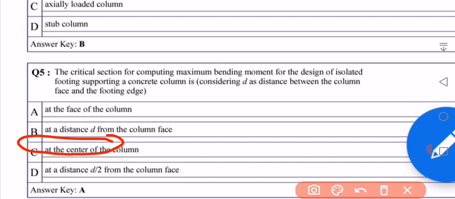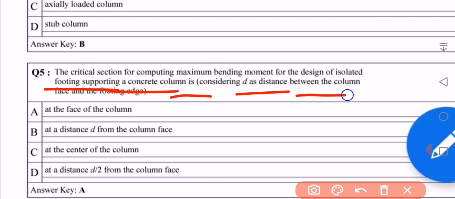The critical section for computing maximum bending moment for the design of isolated footing supporting concrete column is considered at a distance from the column face and the footing edge. Okay. As per the question, our answer will be A.